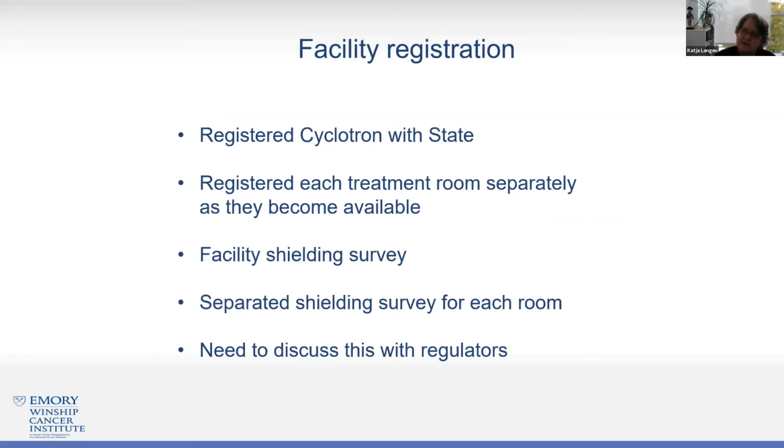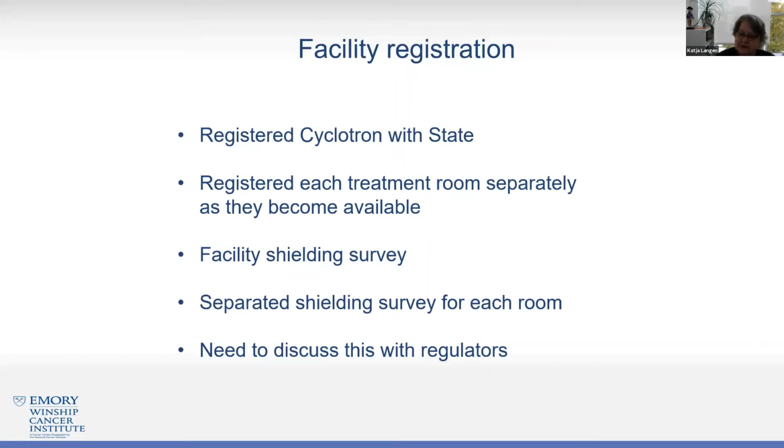So let me move on to facility registration. In our case, we discussed this at length with the state, how to go about this. We ended up registering the cyclotron with the state because that's your radiation source. We then registered each treatment room separately. So we had 5 treatment rooms.